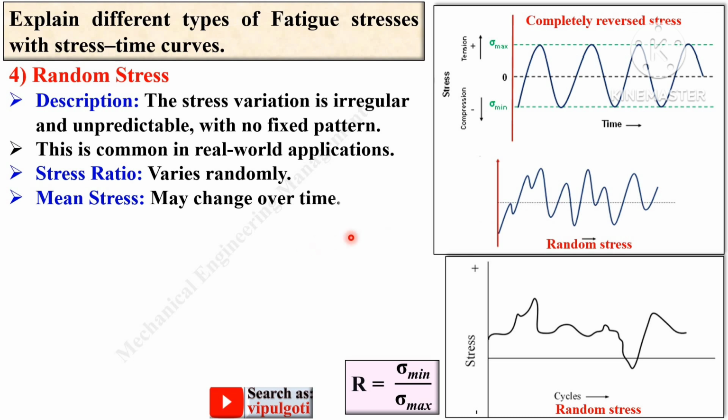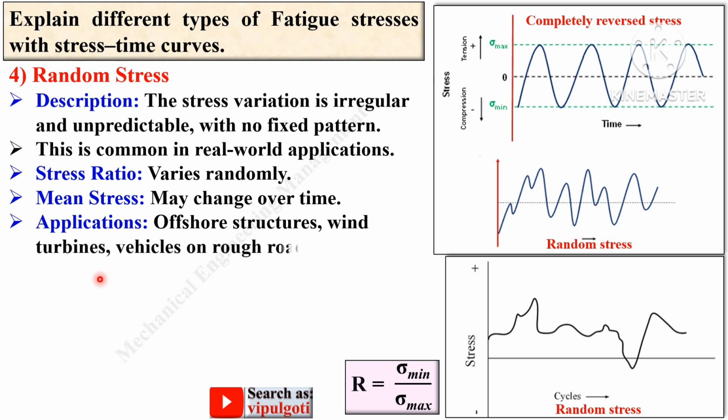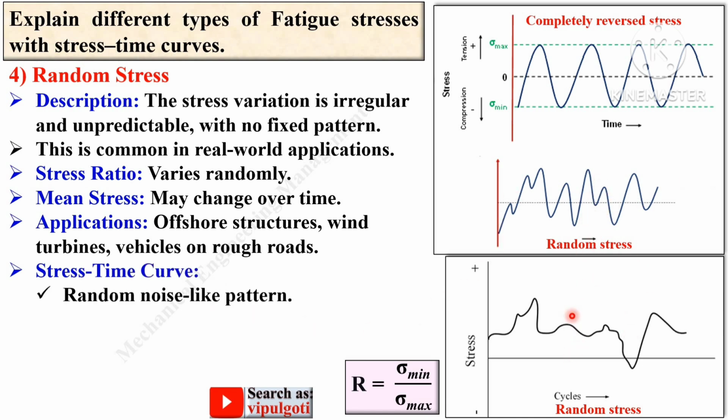Mean stress value again may change over time. Applications: especially offshore structures, wind turbines, vehicles on rough roads, because there is uncertainty and so there is no fixed pattern. Stress time curve, here you can see these are the stress time curves for random stress. So random stress has a noise-like pattern, analyzed by using statistical methods.